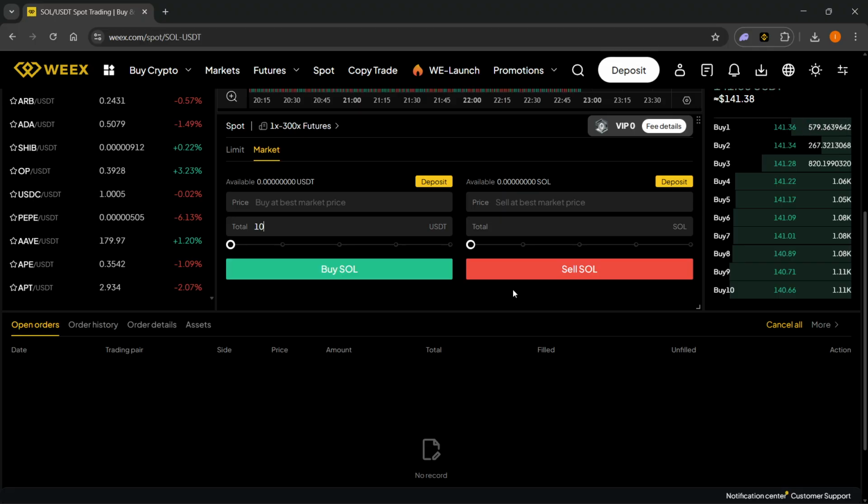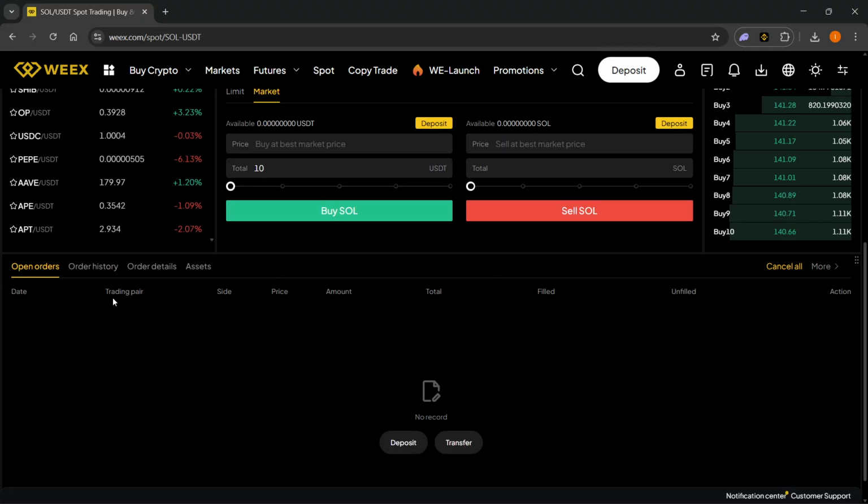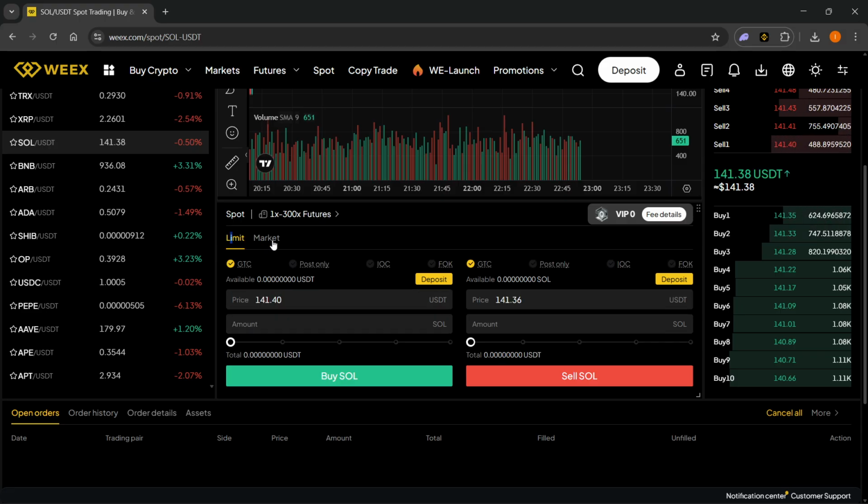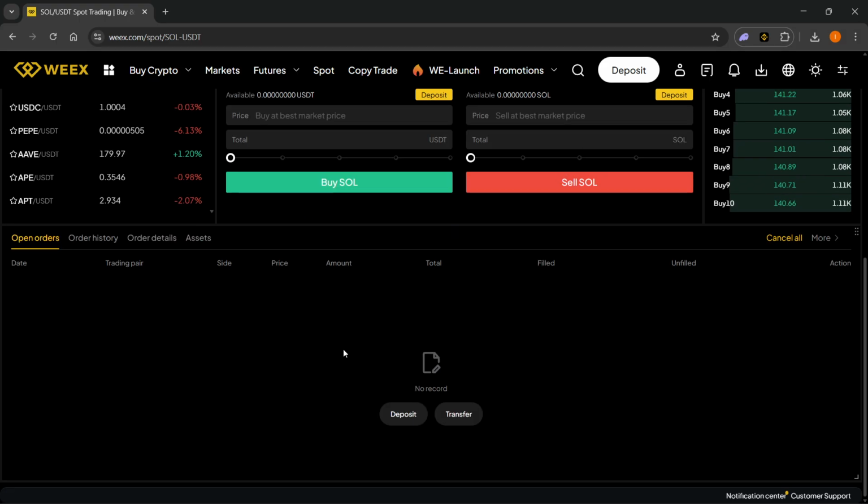Okay, that's how easy it is, and you'll be able to see your open orders, order history, stuff like that down here at the very bottom, and you can then trade it using these buy and sell buttons. Okay, now of course you can do limit or market orders, that's completely up to you, and that's that.